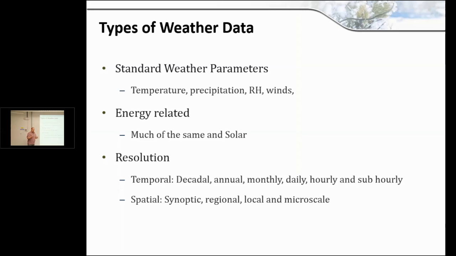And as we look at this data, there are a lot of different temporal and spatial resolutions that you can deal with. When we talk temporal, we can look at data that encompasses decades, looking at climate: what are the averages, what are the median values, what are the max and min temperatures through those times, or winds. We can look annually, we can look monthly, and all the way down to sub-hourly.